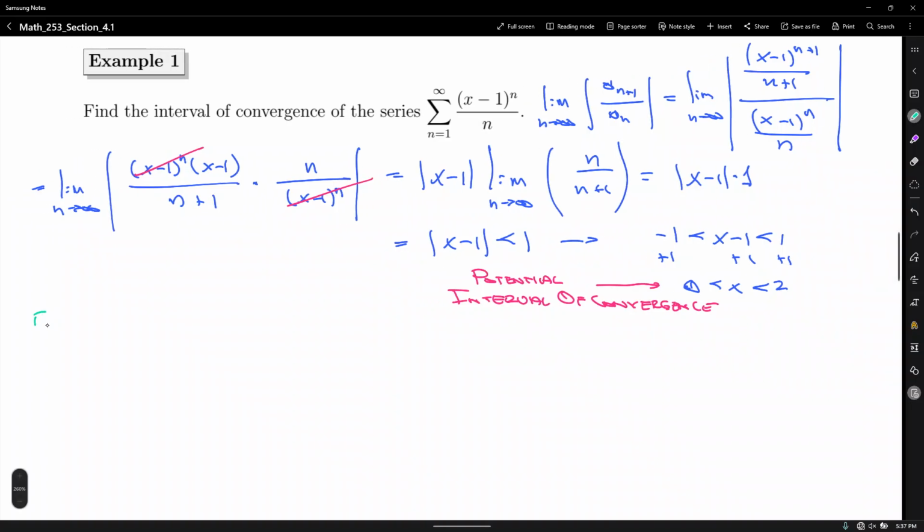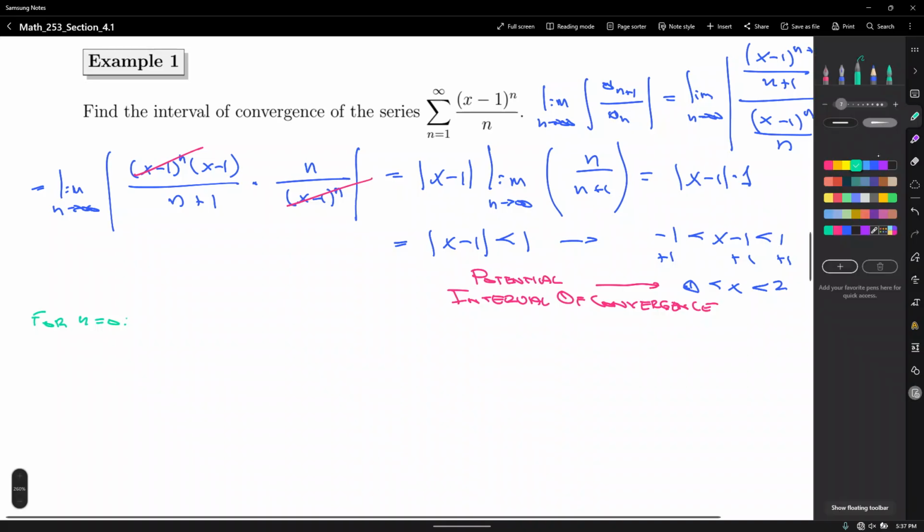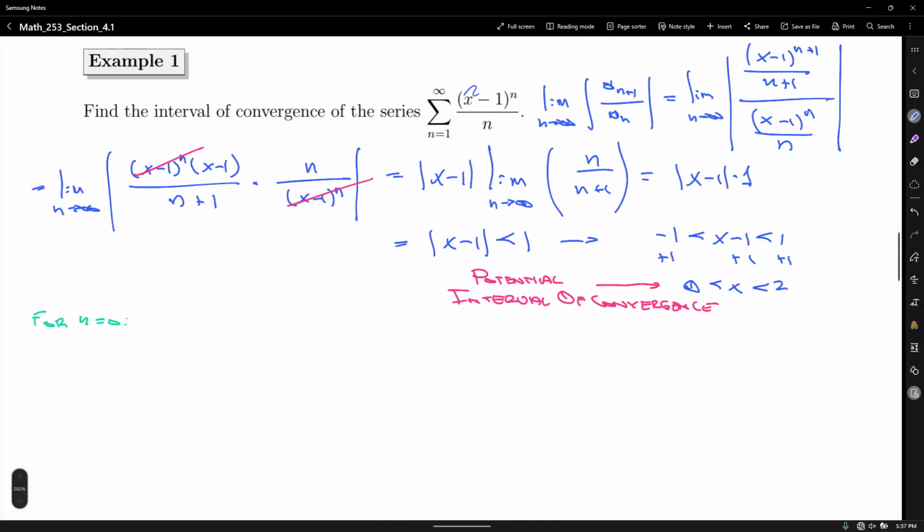For x equals 0, write a whole new series. Substitute x equals 0 in the original power series, sigma n equals 0. Oh wait, n equals 1 to infinity, we would have problems with 0 here, right? So that is (0 minus 1) to the n over n. Isn't that sigma n equals 1 to infinity of negative 1 to the n times 1 over n, right?